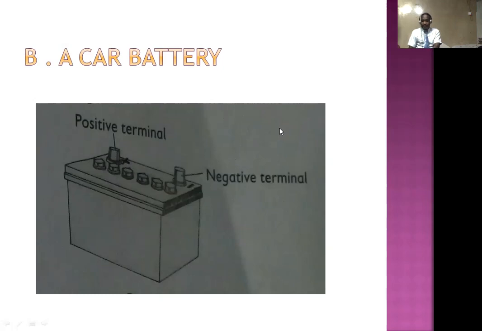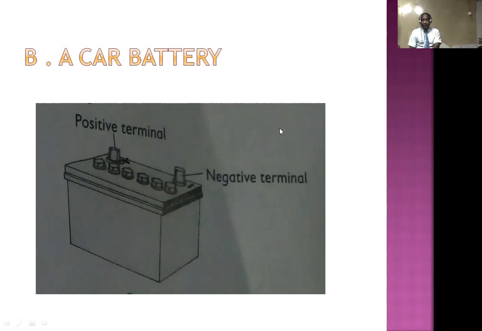A car battery, pupils, once used up, can be recharged. A car battery can also be used in a house to operate radios, televisions, and lights. So once the car battery is used up, you don't throw it away because it's rechargeable. It can be recharged so that it can be reused again and again.